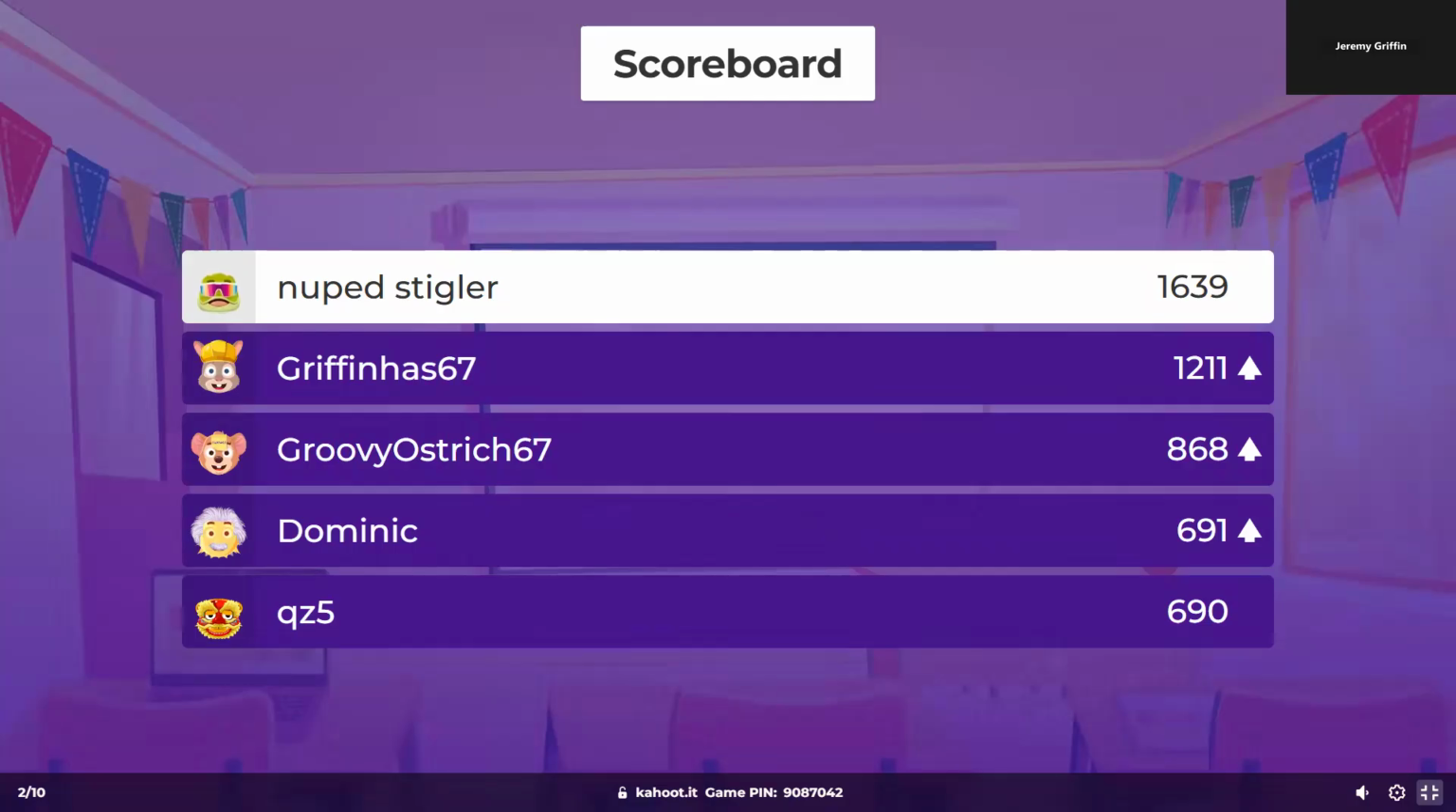Got QZ5, Dominique, Ruby Ostrich 6-7, Griffin has 6-7, Nuke Stigler.